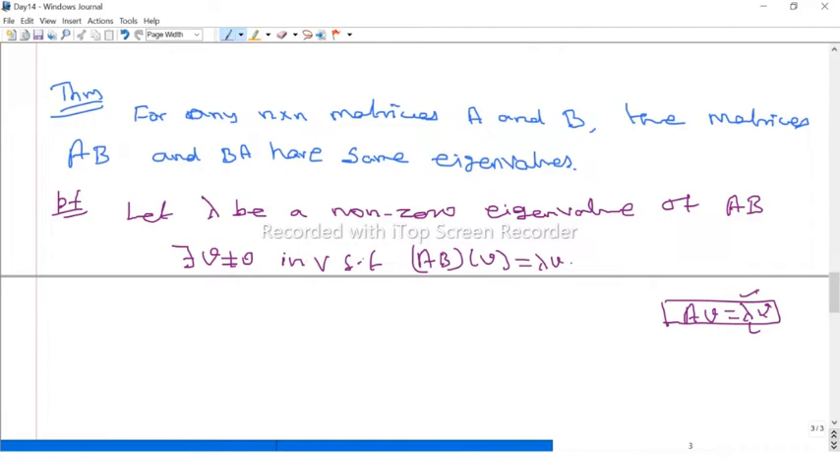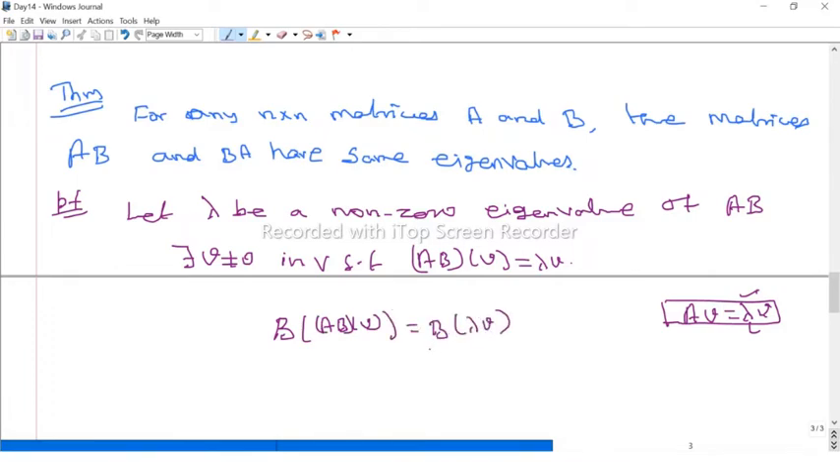Now here lambda is an eigenvalue. Therefore, there is some non-zero vector, since eigenvectors are always non-zero. So there is a non-zero V such that AB V equals lambda times V. Now apply B on both sides. Therefore, B times AB of V equals B of lambda V.